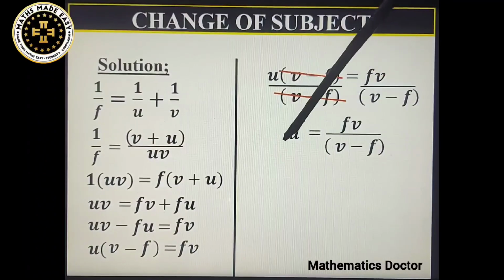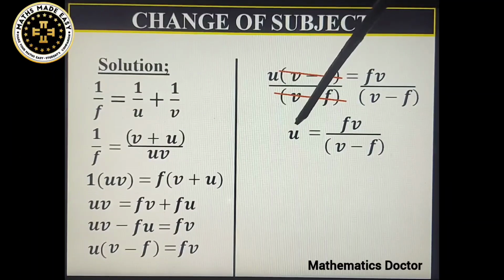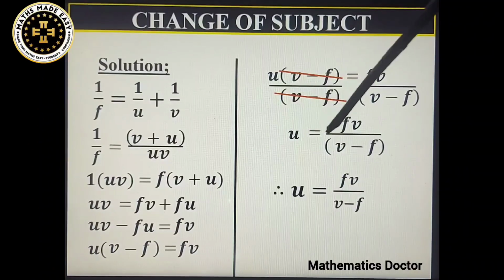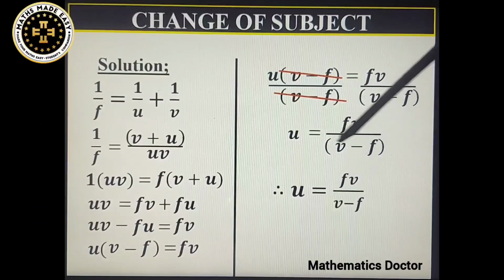So it means that once u is standing alone, it is now qualified to be the subject. So u is now the subject. So therefore u is equal to fv over v minus f. So please, this is the final answer.